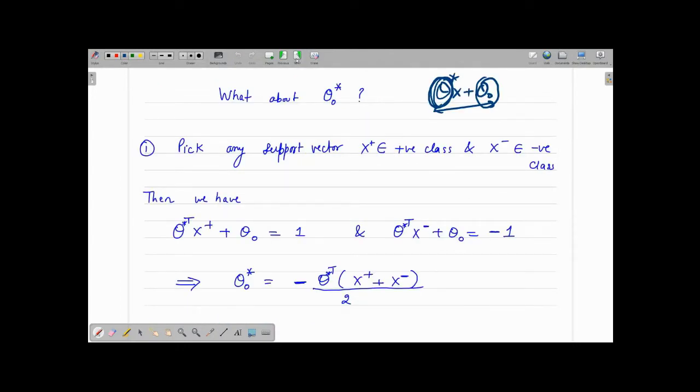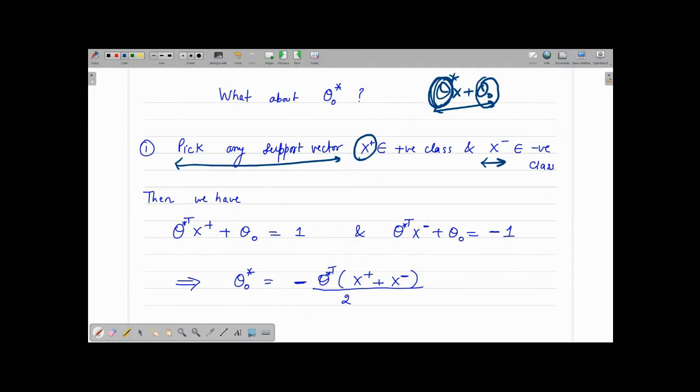What we can do is pick any support vector x plus. We are calling it support vector x plus because we are picking a support vector in the positive class. And then we will pick one more support vector, which is x minus, taken from the negative class.